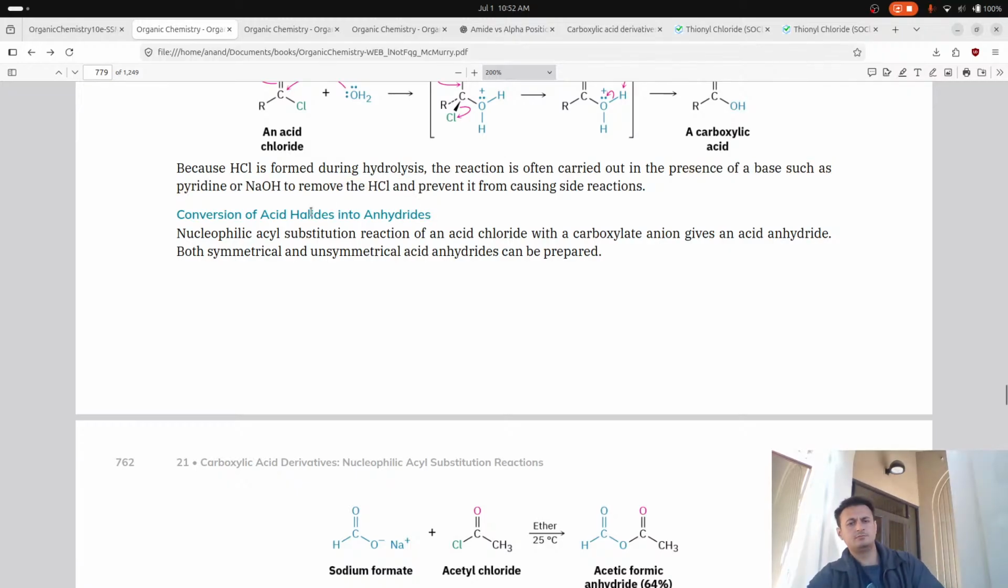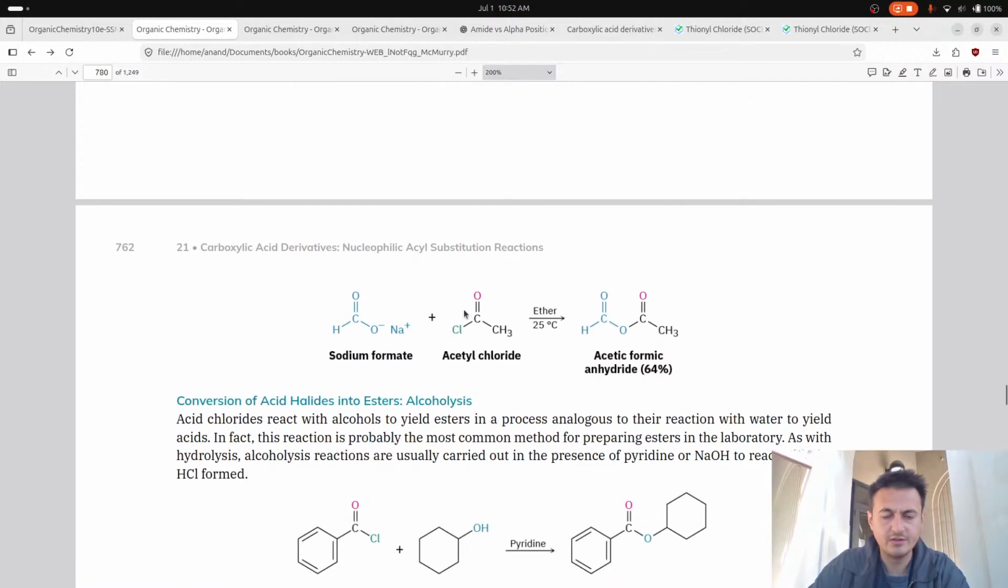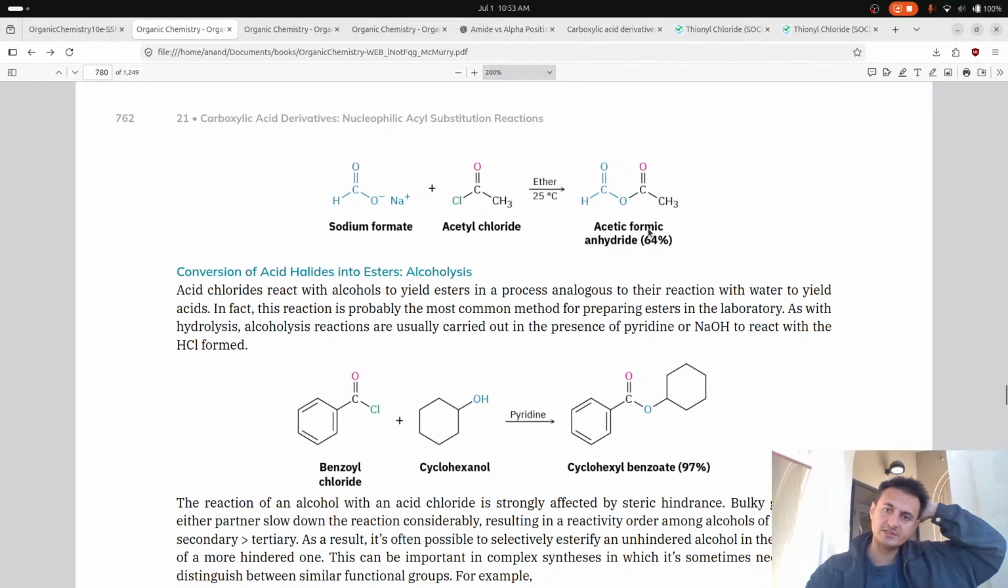All right, cool. All right, anhydride formation from acid halides. Nucleophilic acyl substitution reaction of an acid chloride with a carboxylate anion gives an acid anhydride. Both symmetrical and unsymmetrical acid anhydrides can be prepared. All right, so we start with something like sodium formate and acetyl chloride. But this is where I forgot about the naming of acid chlorides. So it would be like benzoyl chloride or something like that. Okay, and what happens is presumably this goes in here, pops it up, pops it off, kicks it out. They're pretty low yield actually.